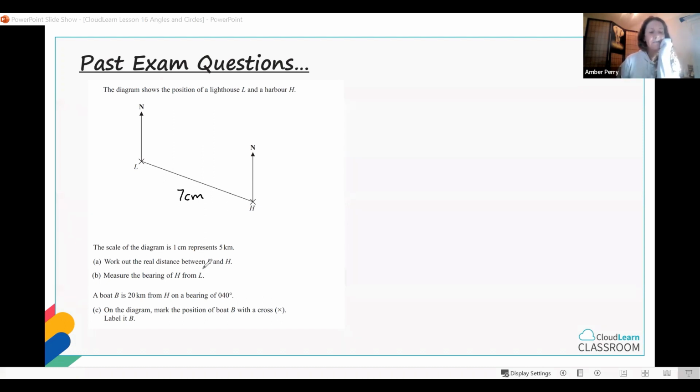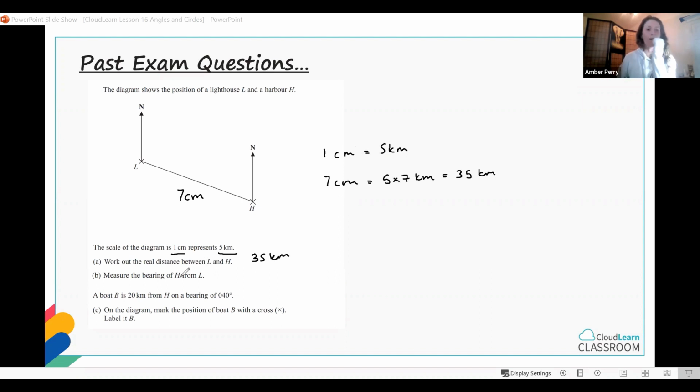So part A, work out the real distance between L and H. We're told that 1 centimeter represents 5 kilometers. So if 1 centimeter equals 5 kilometers, then 7 centimeters is going to be 5 times 7 kilometers, which is 35 kilometers. So that is your part A, 35 kilometers there.